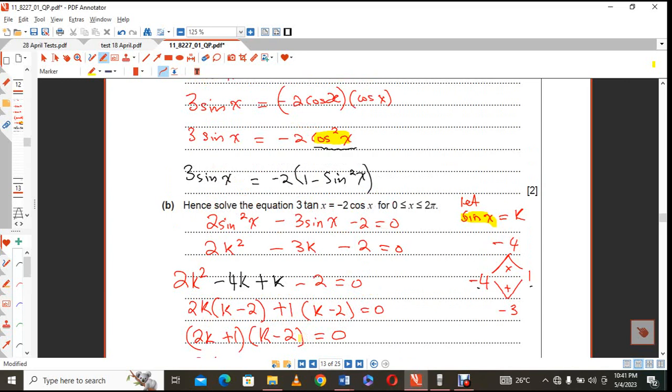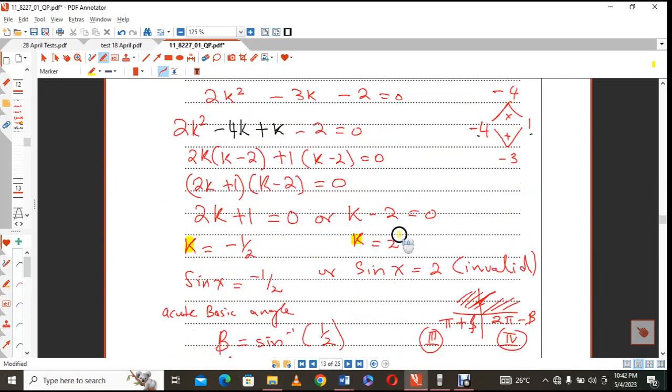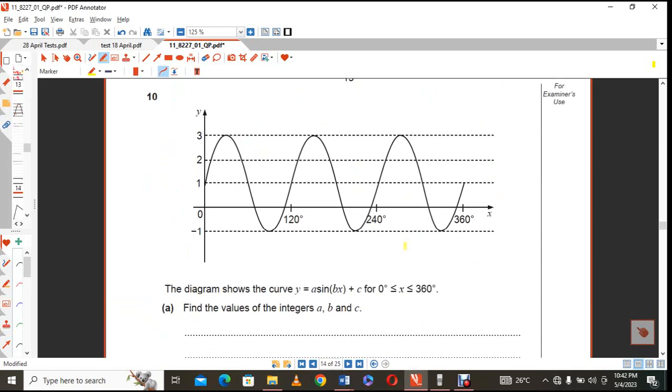Also, always be aware of your domain. So that brings me to question number 10. What they did is they gave you a curve here, and it's a sine curve: y equals a sine bx plus c. The nice thing about some of these is that your plus c indicates the y-intercept, because remember the normal sine function will start at 0. So we can clearly determine our value of c is nothing but 1.